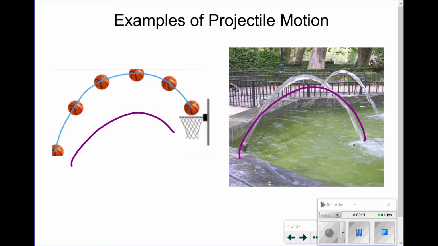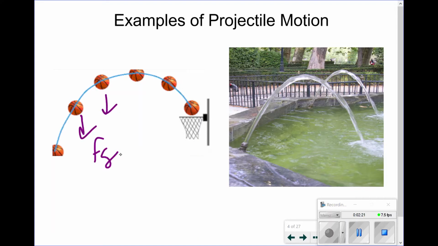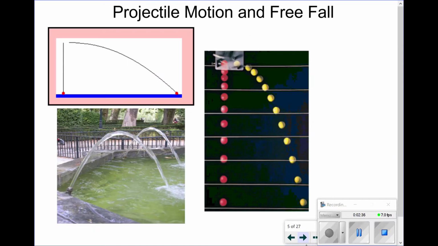But if we think about this, there's no propulsion of the motion with the exception of when the object is first thrown. The only force acting on the ball while it's in the air is, in fact, the force of gravity. The only force acting on the water as it is moving is, in fact, the force of gravity. And that is incredibly significant, because a projectile really is a falling object.